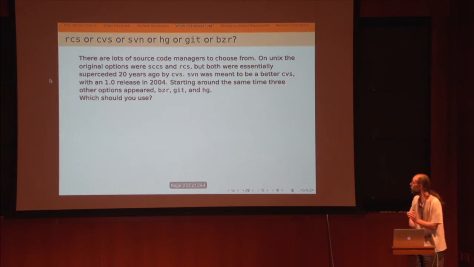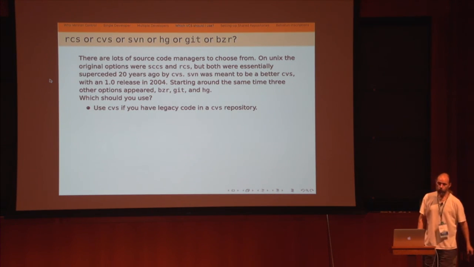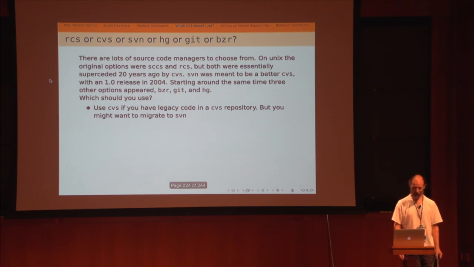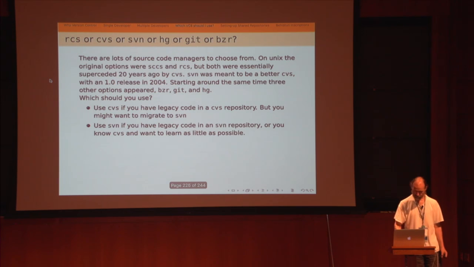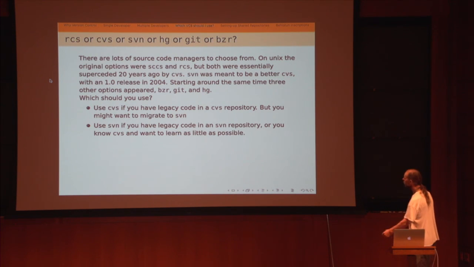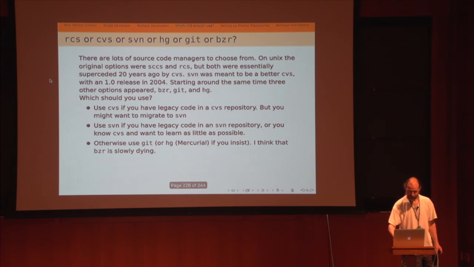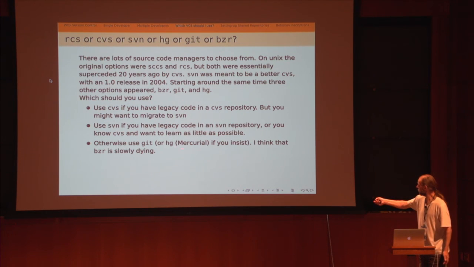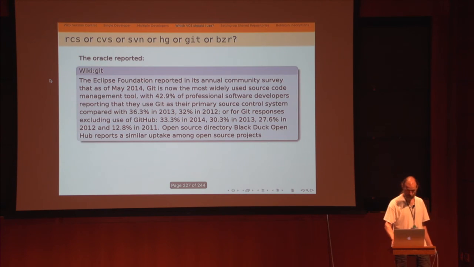Okay, so which should you use? Does it matter? I'll give you some advice. Use CVS if you have legacy code in a CVS repository. But you should probably move to SVN. It's not much better, but it's a little bit better in lots of different ways. Use SVN if you have legacy code in an SVN repository, you're lazy and want to learn as little as you can get away with. Otherwise, you should use Git. Conceivably Mercurial, I personally don't like it, some people do. I think Bazaar is slowly dying. So at this point, I think you should just use Git.